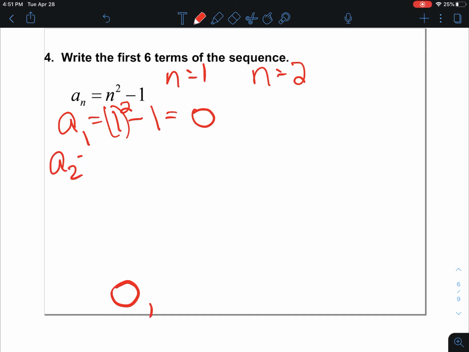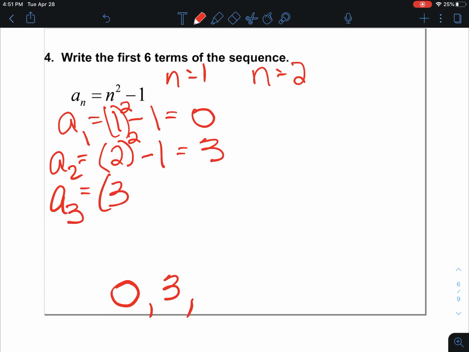A sub 2, this time n is 2. 2 squared minus 1, that's 4 minus 1 makes 3. So the second term is 3. A sub 3, this time n equals 3. I'm squaring that in. So 3 squared minus 1, which is 9 minus 1 equals 8. 8's the third term.